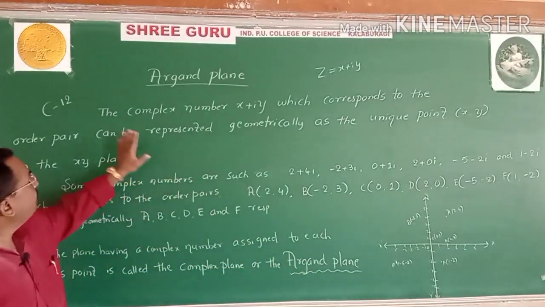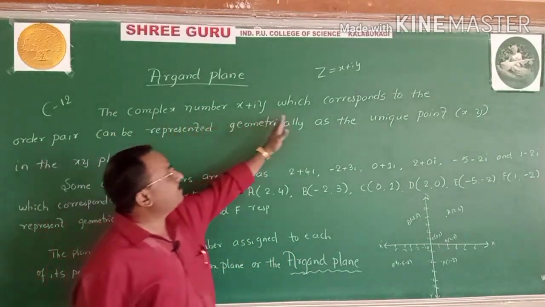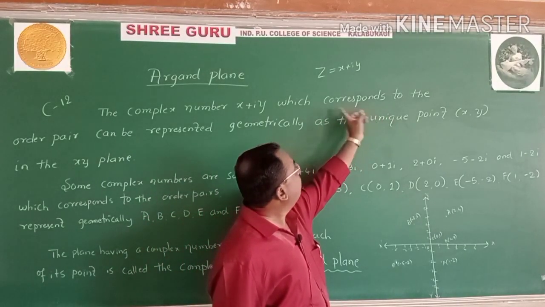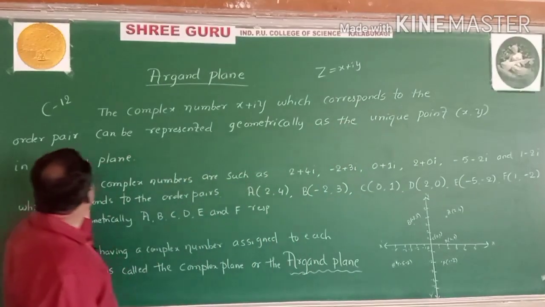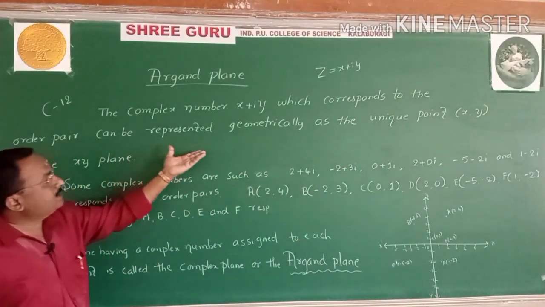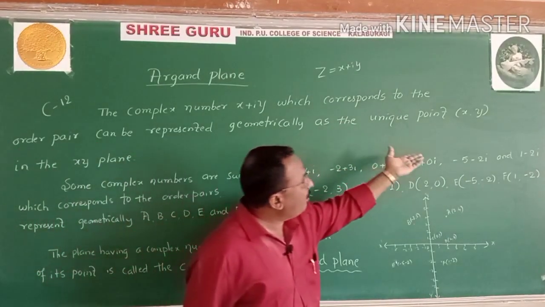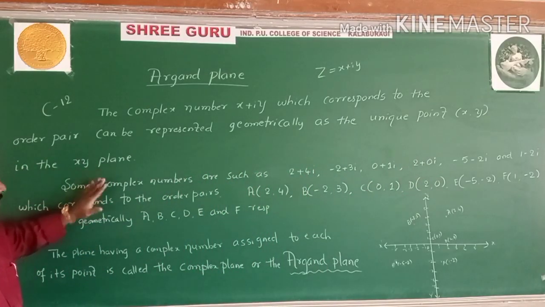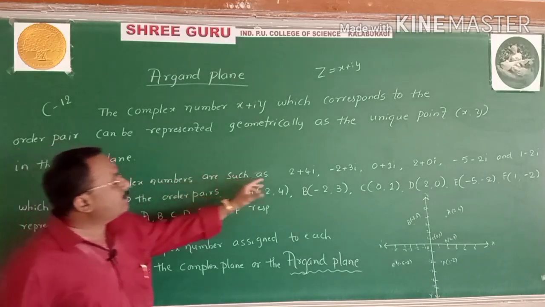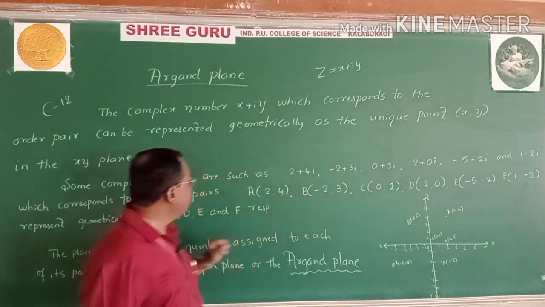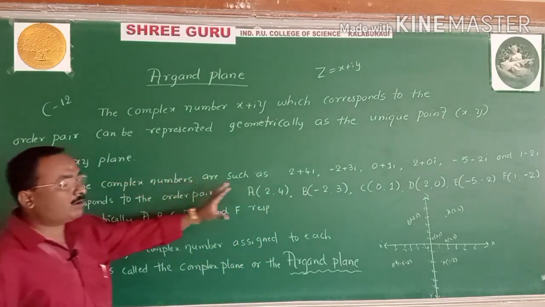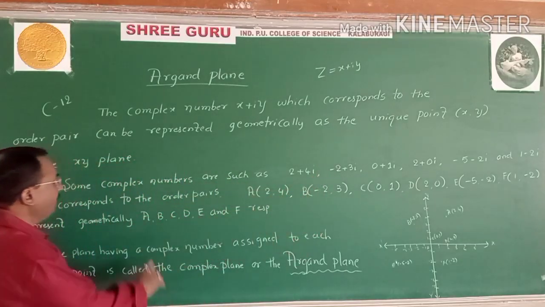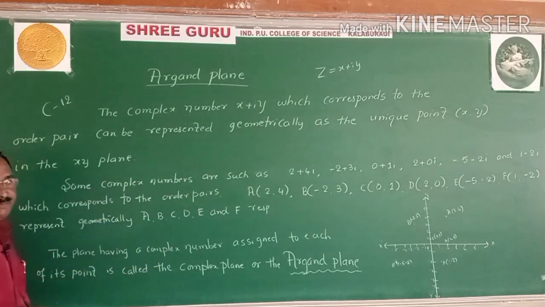The complex number x plus iy, which corresponds to the ordered pair, can be represented geometrically as the unique point x comma y, only one point in the xy plane. These are the complex numbers taken in the form of ordered pairs, and plotted as points respectively a, b, c, d.